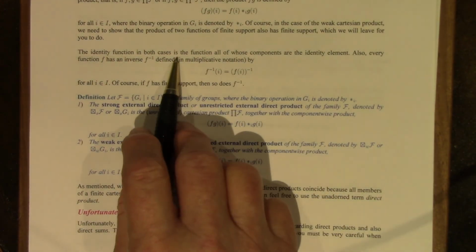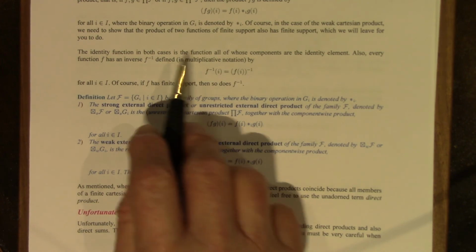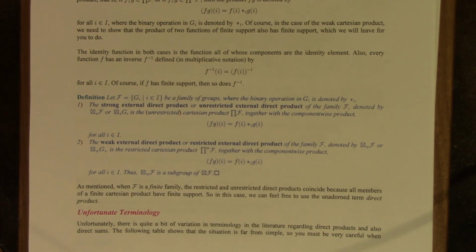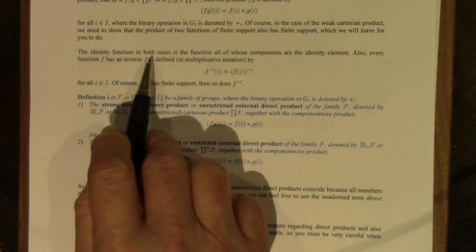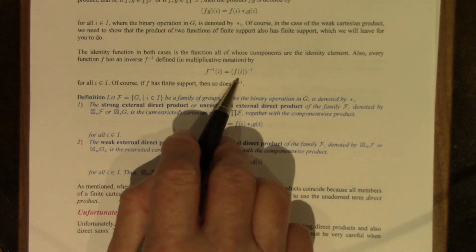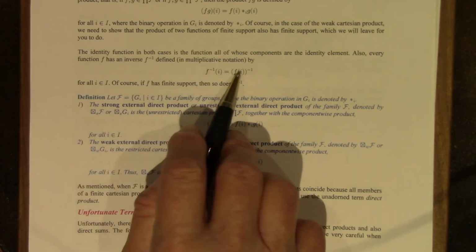The identity function in both cases is the function all of whose components are the identity element, and every component function has an inverse. I've written it in multiplicative notation here, just so you get the idea.